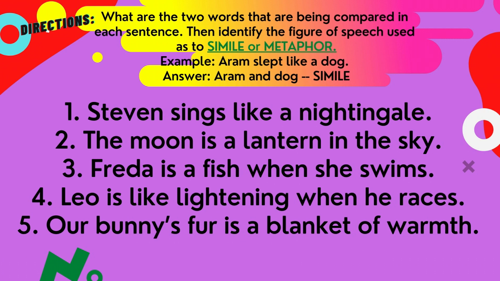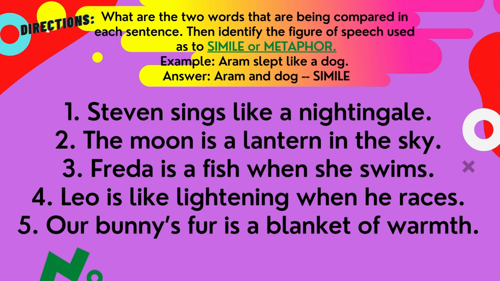Yes, you're correct. Number two, the moon is a lantern in the sky. The moon is compared to a lantern. Therefore, that is metaphor. Very good. Number three, Frida is a fish when she swims. Yes, that's metaphor because Frida is compared to a fish. Number four, Leo is like lightning when he races. Leo is compared to lightning using the word like. Therefore, number four is, yes, correct, simile.